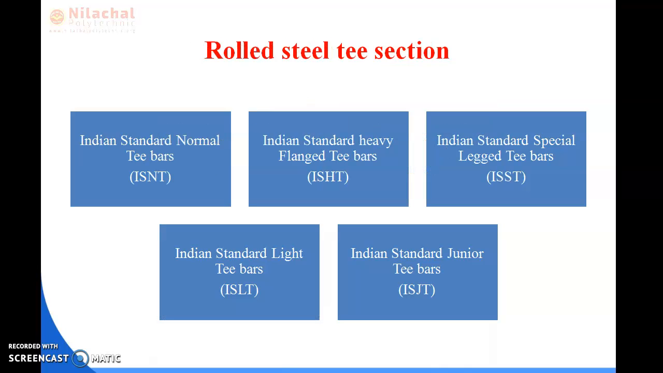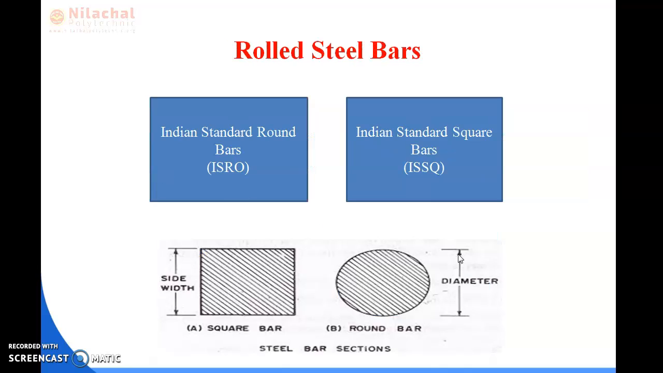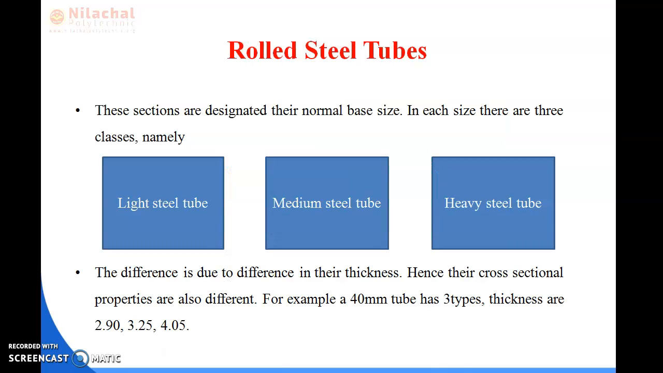Then today we will discuss the T sections. The T section is 5 types, which is ISNT, ISHT, ISST, ISLT and ISJT, as I told you before. So next, steel bars, rolled steel bars. These are 2 types. One is square bars and the second one is round bars. So let's come to today's class.